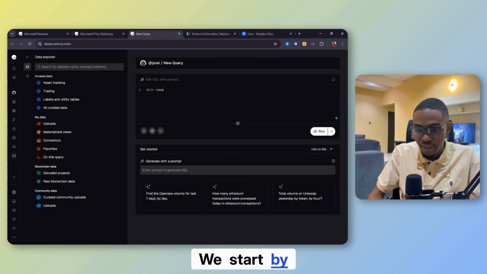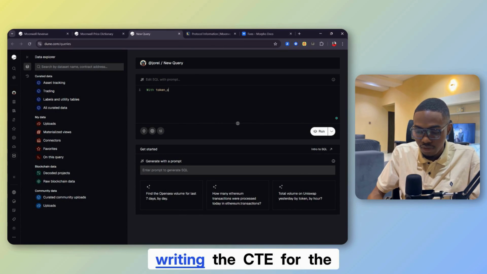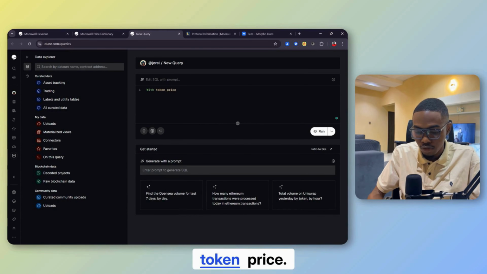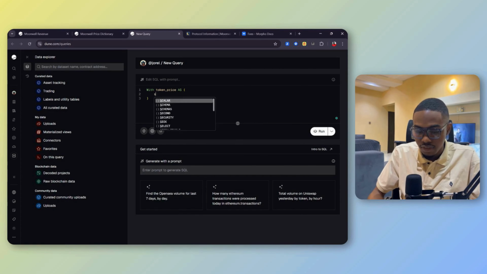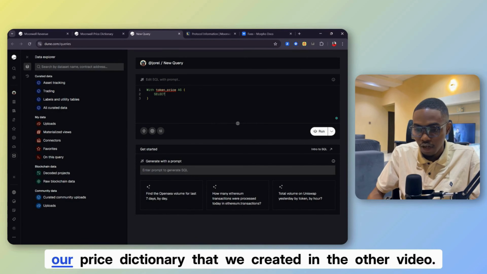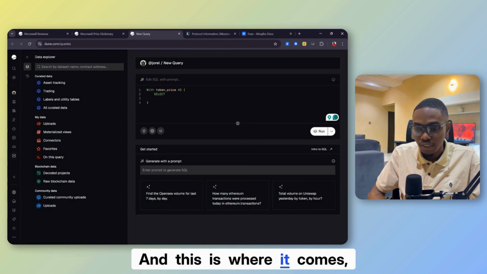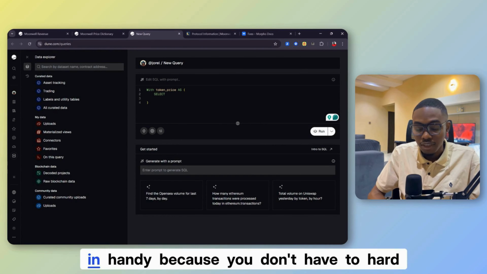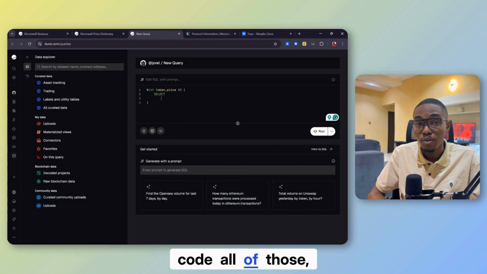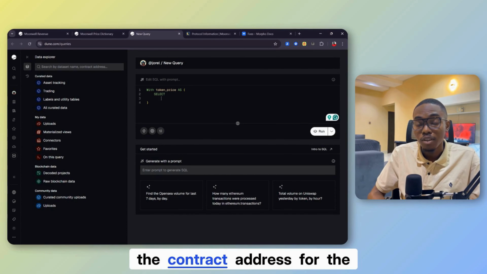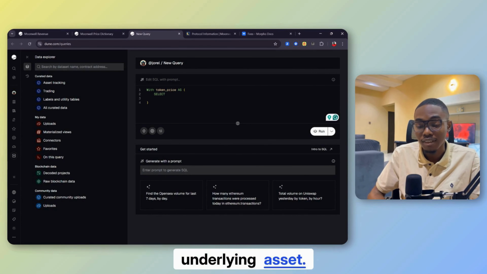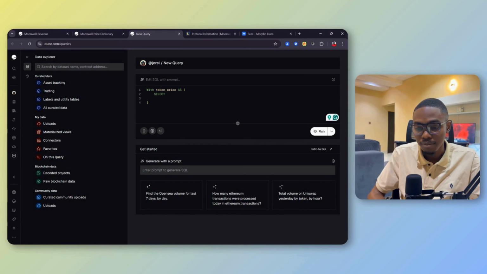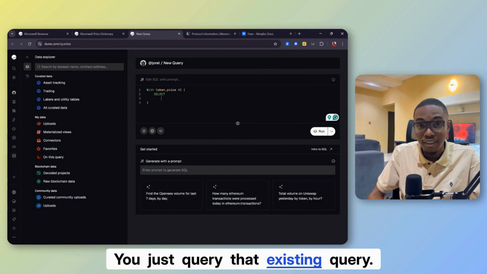We'll start by writing the CTE for the token price, and for this we'll be leveraging the price dictionary that we created in the other video. This is where it comes in handy, because you don't have to hard code the contract address for the M token or the contract address for the underlying asset. You don't have to hard code any of that. You just query the existing query.